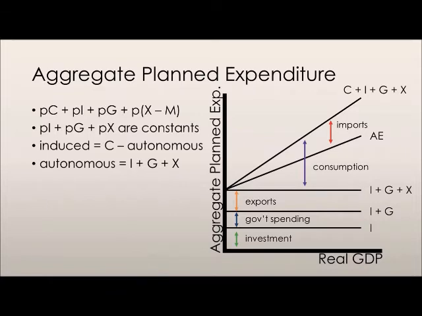This is the level of expenditure that would be planned if real GDP were equal to zero. Consumption and imports also have an autonomous component, but it does not vary with real GDP. The aggregate expenditure curve summarizes the relationship between aggregate planned expenditure and real GDP. Actual aggregate expenditure always equals real GDP, but planned aggregate expenditure is not always equal to real GDP. And this happens because firms end up with inventories that are greater or smaller than planned. And we're going to see how this works in the next slide.